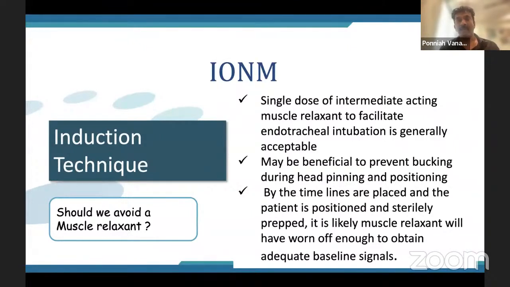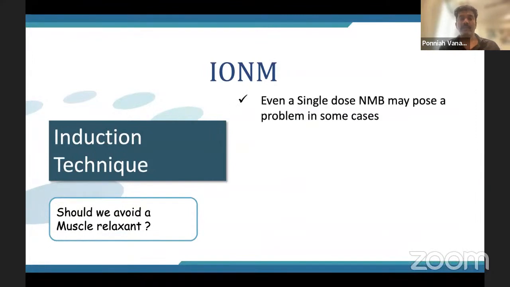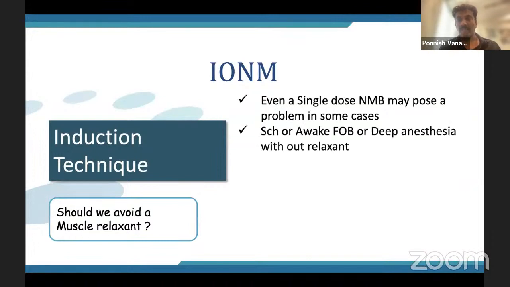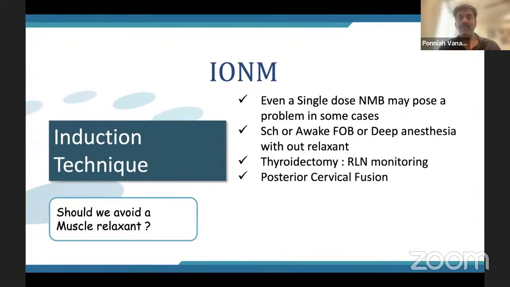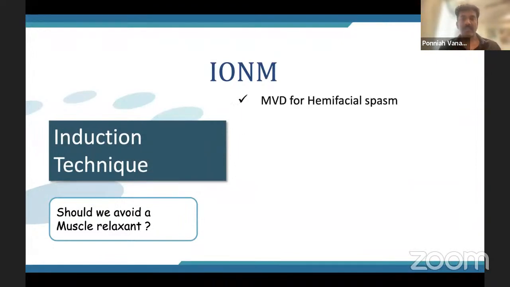By the time the surgical team is ready to put the incision and reach the area of interest during the surgery, most of the time the muscle relaxant effect has weaned off and we get a proper recording, and we can continue the surgery without muscle relaxant after the single dose. But in some cases where the surgical team quickly accesses the surgical site, we might have to use succinylcholine or awake fiber optic intubation, like for thyroidectomies, like for posterior cervical fusions and things like that.